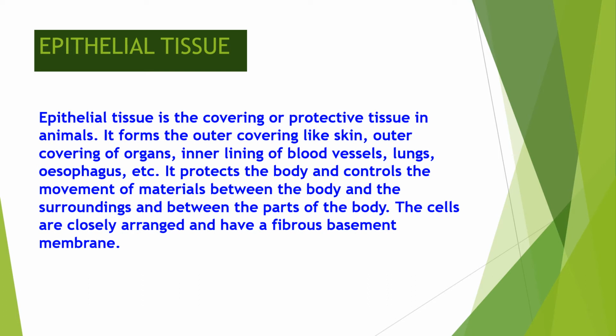Epithelial tissue is the covering or protective tissue in animals. It forms the outer covering like skin, outer covering of organs, inner lining of blood vessels, lungs, esophagus, etc. It protects the body and controls the movement of material between the body and the surroundings, between the parts of the body. The cells are closely arranged and have a fibrous basement membrane.